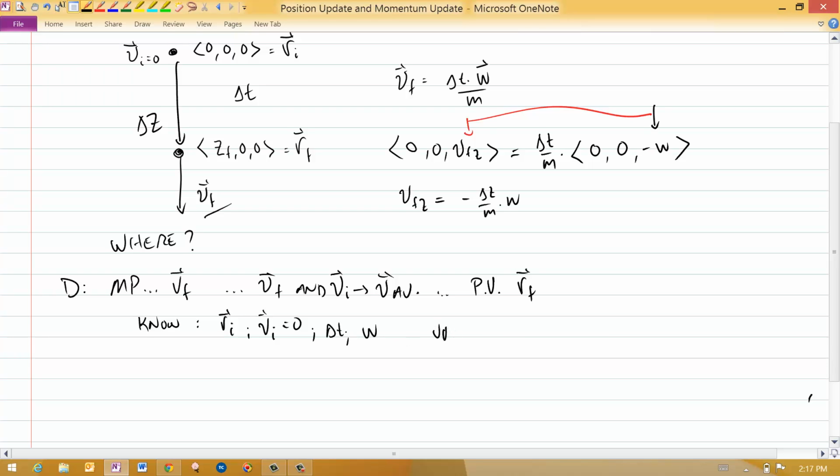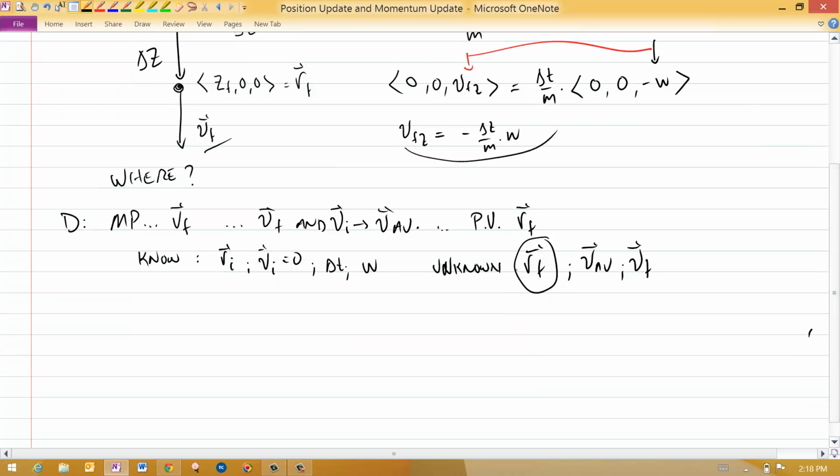What's unknown? Well, I do not know r final. R final is not known, and as a vector even, that is the thing we're looking for. Circle the thing that is the target of the calculation. So that is r final. I don't know what the average velocity is. It's not given in the statement of the problem. I don't know what the final velocity is. It's not given in the statement of the problem, although the momentum principle will help us figure out what it is. So it looks like we have three things that are unknown.